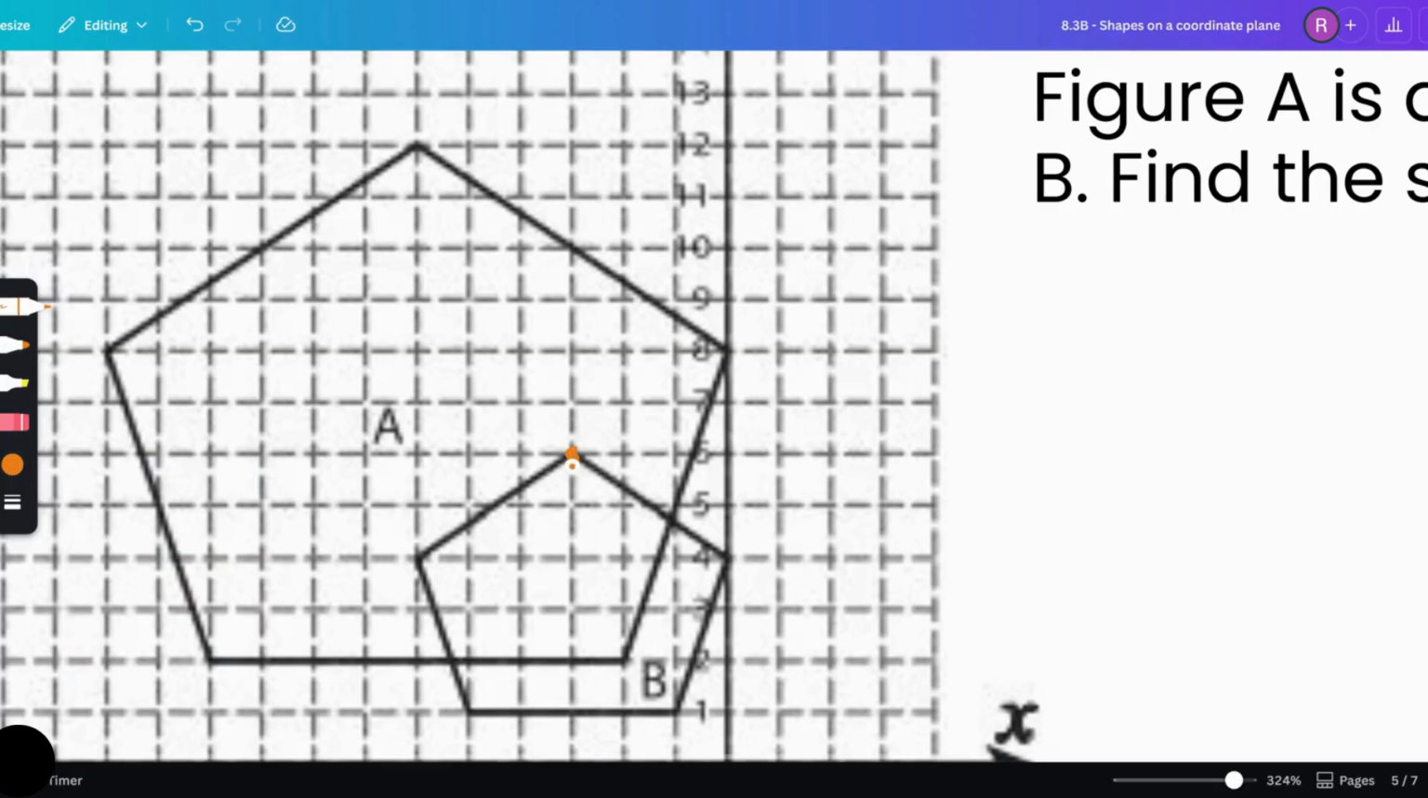This point here is 6. Okay, let's look at this point here, it is 12. 12 divided by 6, that's 2. That means the scale factor is 2. But let's be sure. Let's pick another point. This point here is 4. This point here is 8.